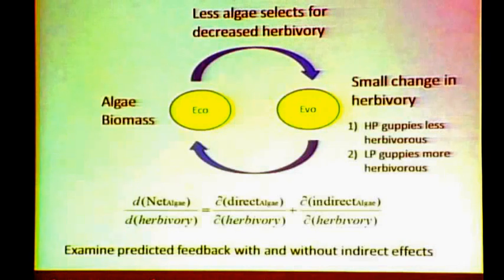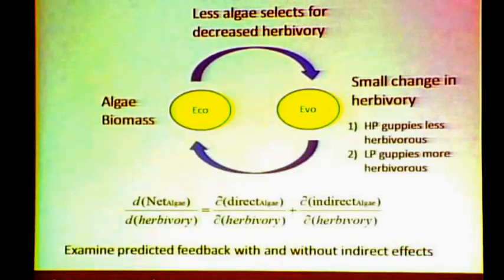Okay? And then what we can do is use the model to predict what the change in the algal biomass should be given that change. Then we can make the assumption, which is a very reasonable assumption, that less algae in the environment selects through natural selection for decreased herbivory.